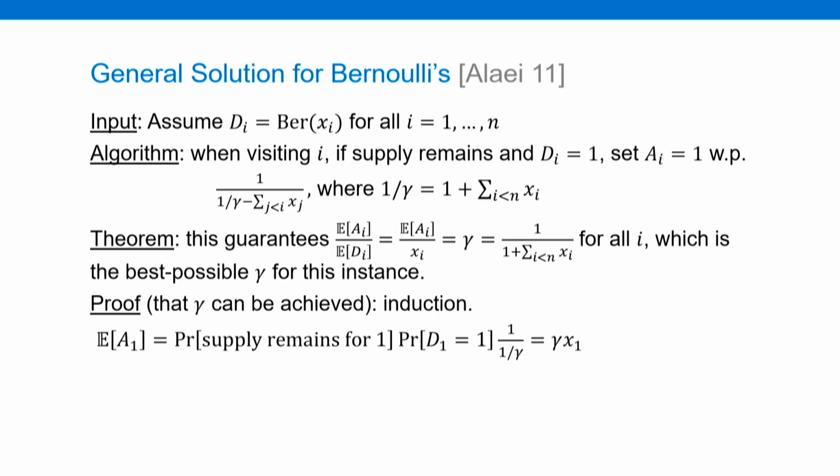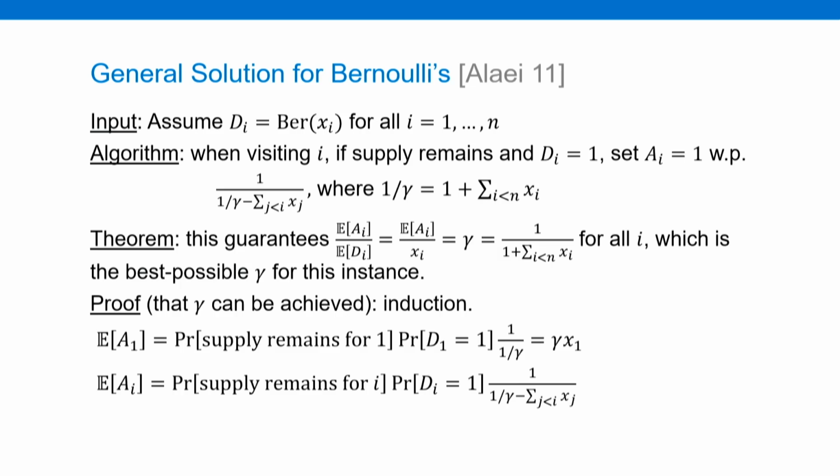OK, so suppose I've successfully done this for all past agents. Now consider an agent i. Then the chances that the supply remains for i is simply 1 minus the sum over previous agents of gamma xj, because these are mutually exclusive events, and the chances that I allocated to each previous agent j, by induction, is exactly gamma xj. And then the second term is xi. The third term is exactly what makes this cancel and equal gamma xi. And that's it. That's the main idea. We're done.